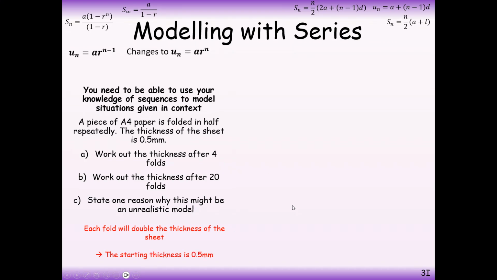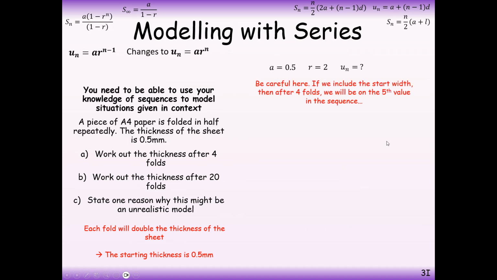So let's just start having a look at it. What we start with is half, and the ratio is 2 because the thickness will double. And we are saying, what's the nth term for n being 4? Now, if you think carefully, this formula is the same as the formula I showed you in the previous question. Rather than 4, we will use 5.